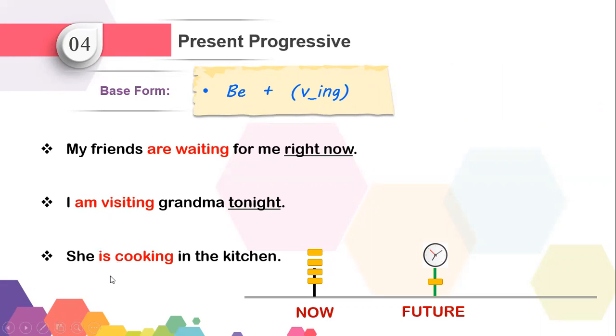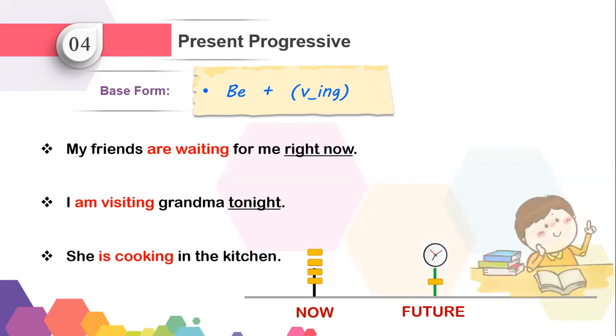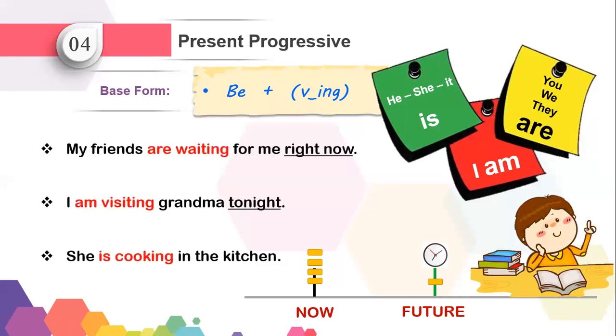Read the examples. Perfect. Don't forget that we use is with he, she, it, and any singular name. Am with I, are with you, we, they, and any plural name.